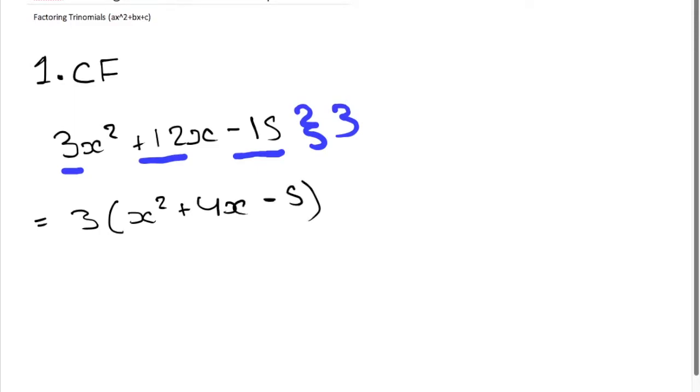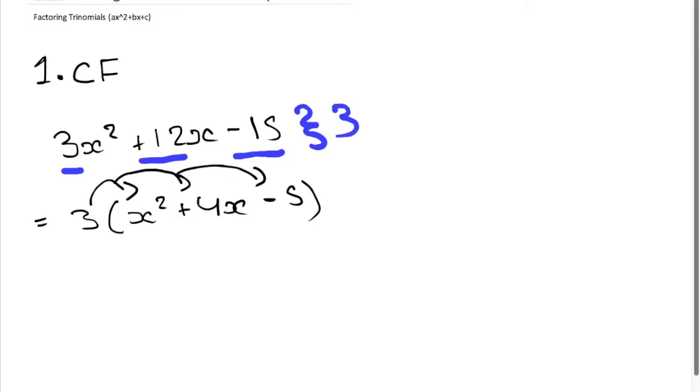A good way to check is to expand this bracket by distributing the 3 to the x squared, to the 4x, and to the negative 5. If you get the equation above, then you have factored it correctly. So that's the first step to factor a trinomial. Well, what about the next step? How do you factor the next part of the equation?